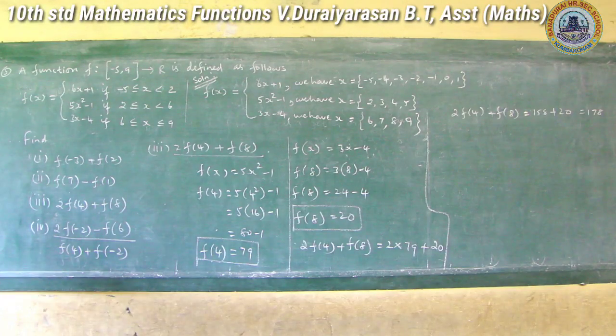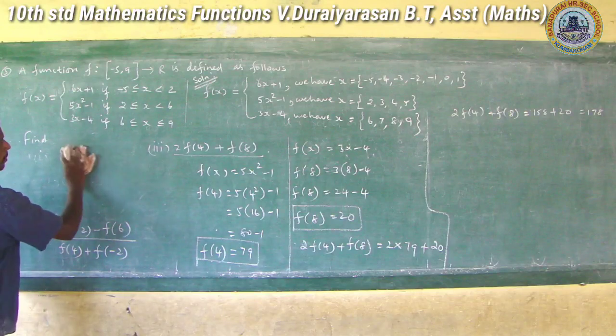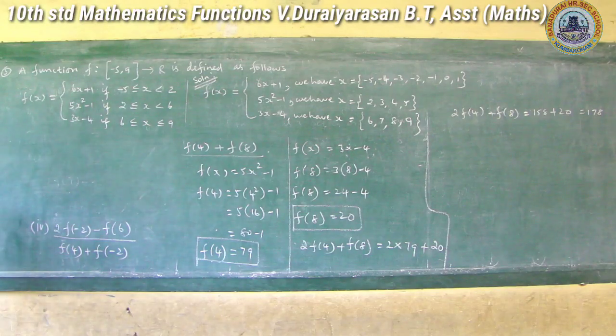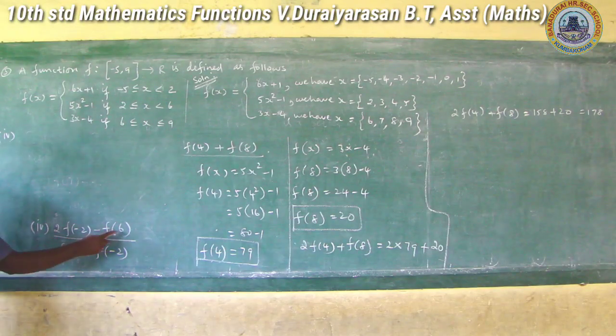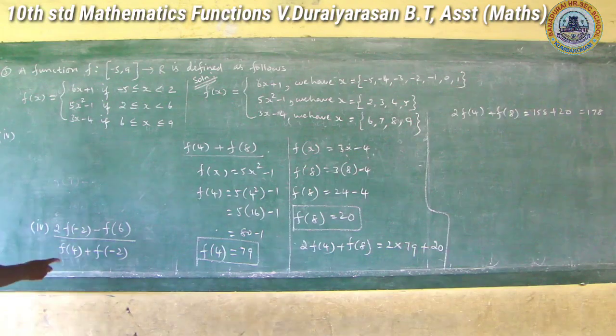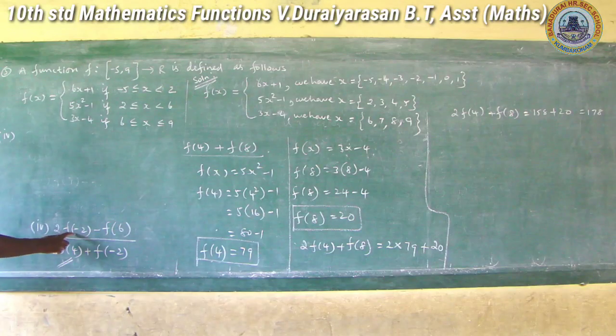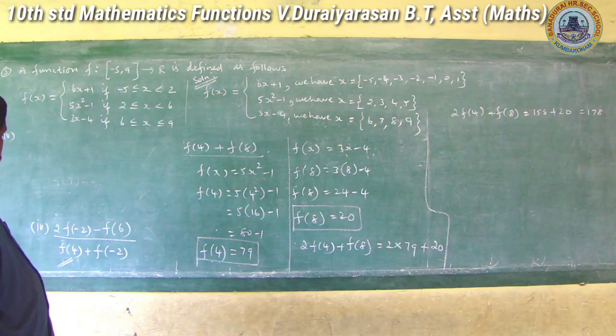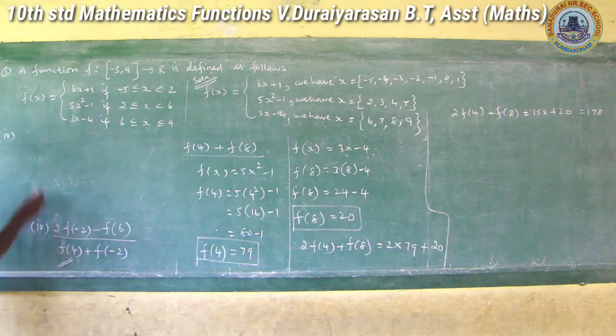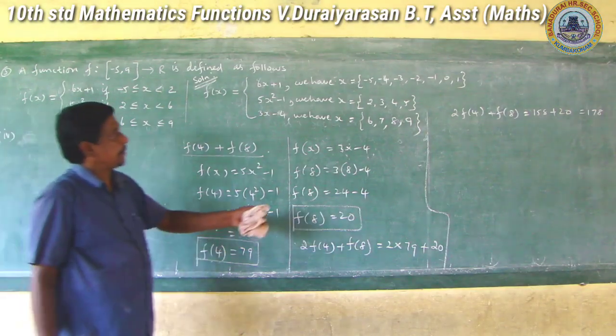Next, question number 4. First to find f of minus 2, f of 6, f of 4. f of 4 is already found out: f of 4 equal to 79. So to find f of minus 2, f of 6. f of minus 2 only needs to be found one time. So f of minus 2. Where is the place of minus 2?